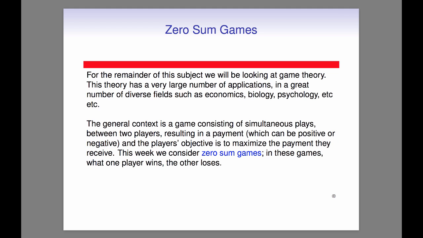Now, the general context here is that two players are playing against each other, but critically, they're playing simultaneously. So they're not playing the kind of games that you play in chess. They're playing without knowledge of how the other person is going to play. And the zero-sum games are games simply in which whatever one player wins, the other player loses.